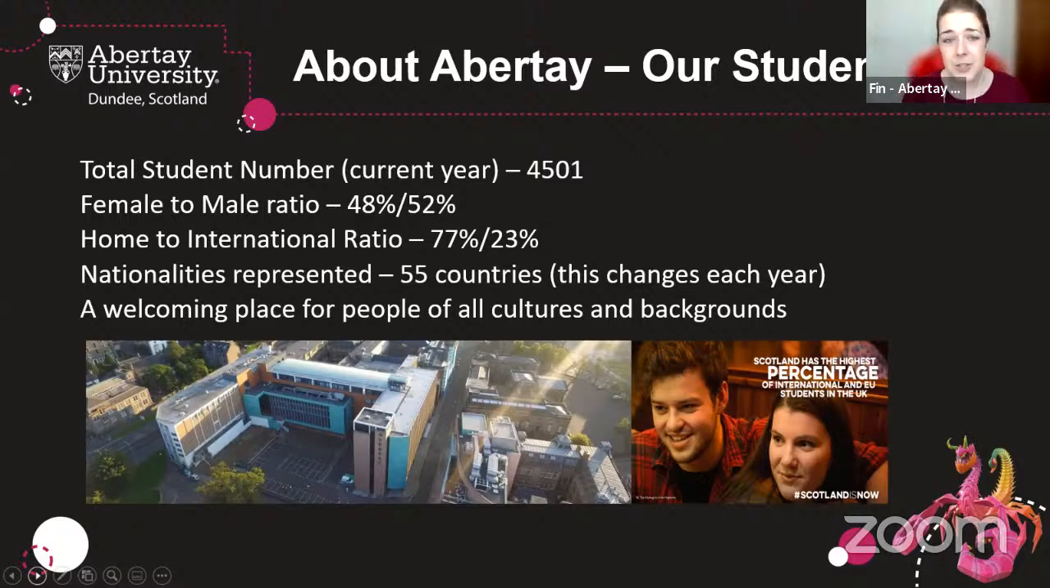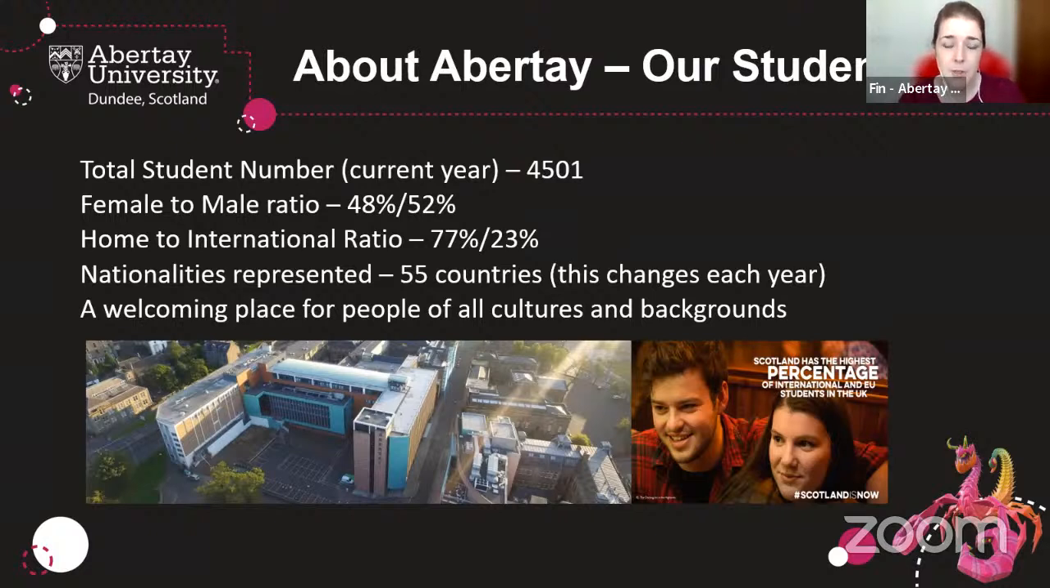So, as I mentioned, we are a small university, and in the current year, our total student number is 4,501. I don't know who that one student is, but they are very lucky to be so prominent in the number that we give out. So as I mentioned, we are one of the smallest universities, but we see this as a great benefit. Our female to male ratio is 48% to 52%. So that's actually very good. We're quite pleased with that.